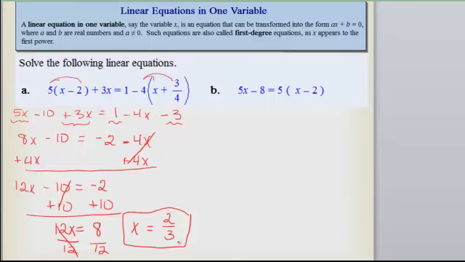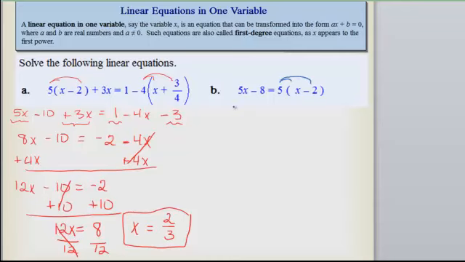Now to check your answer, you would take 2/3 and put it back in here for x. If you do that, the left side should equal the right side. And if it doesn't, then you did something wrong. Okay, how about the next one?